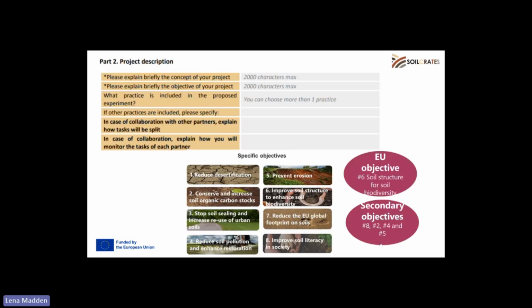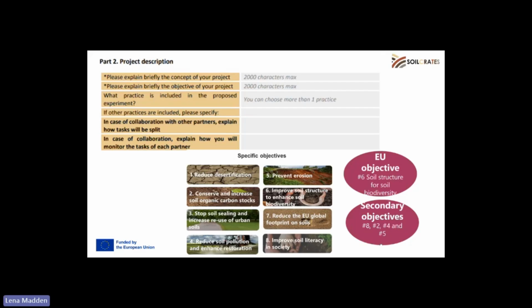It would be much easier if you choose one of the soil health practices that were introduced to you previously. They are on the website. You can download the whole file from it, copy and paste and rework it into 2000 characters, and that would probably be much easier. And then explain the objective of your project.